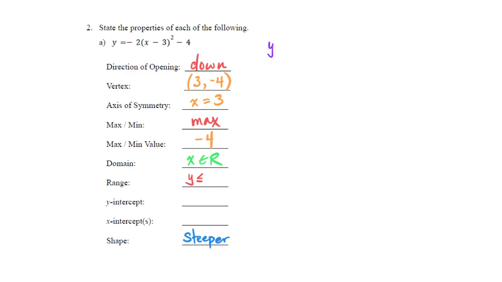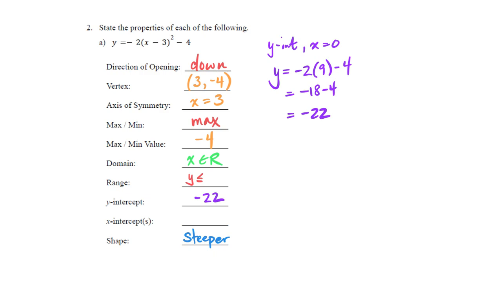So, for me to find my y-intercept, I know my x has to equal 0. That means I can square my negative 3, which is 9. I can calculate that, and I can simplify to negative 22. So, there is my y-intercept. I can put that in my list of properties.